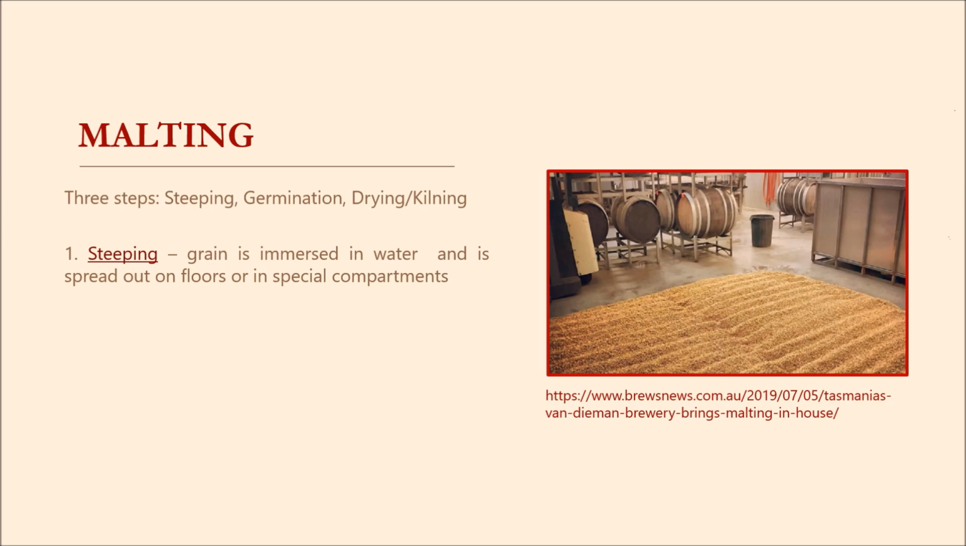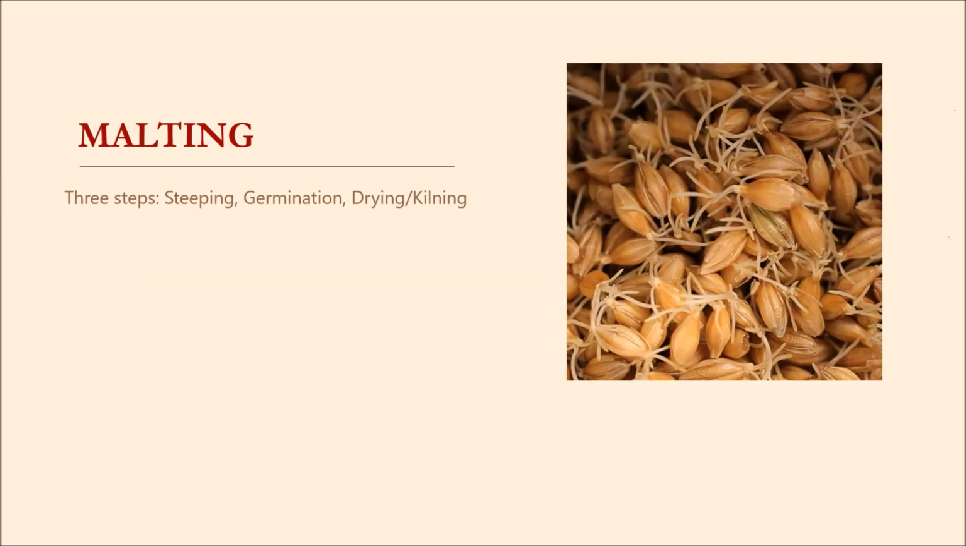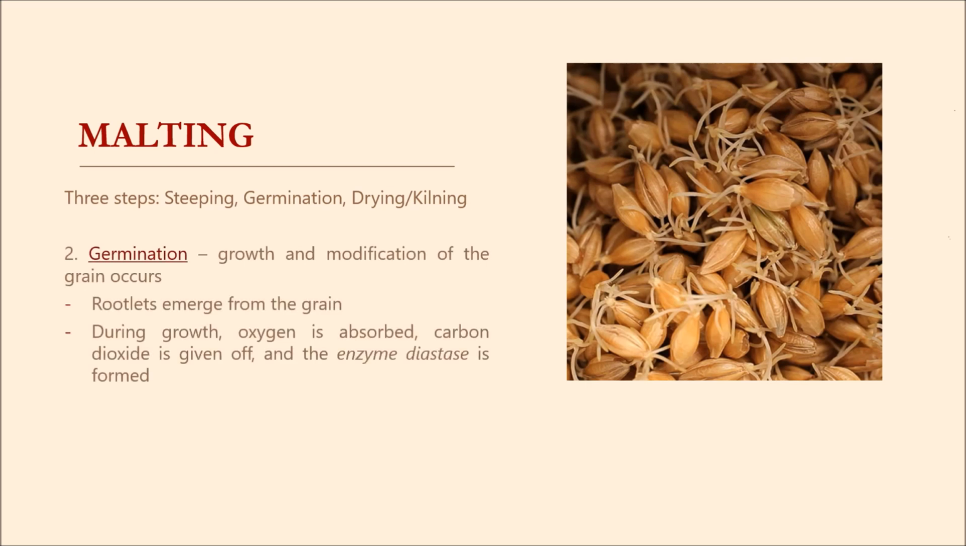The absorbed water activates naturally existing enzymes and stimulates the grain to develop new enzymes. The second step is to continue the germination process that started in steeping. Here, growth and modification of the grain occurs. From the outside of the grain, as we can see in the picture on the right, rootlets emerge from the grain, and within the outer husk, a shoot grows.